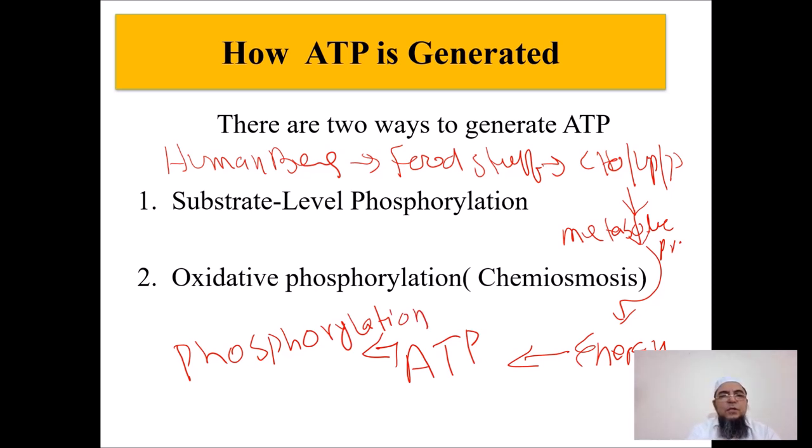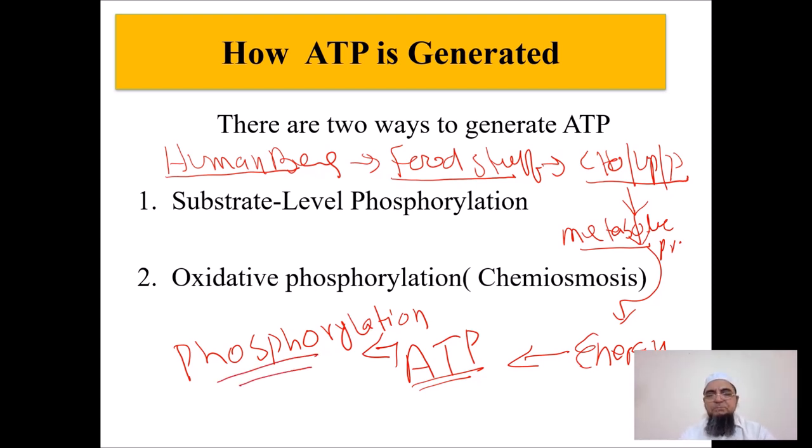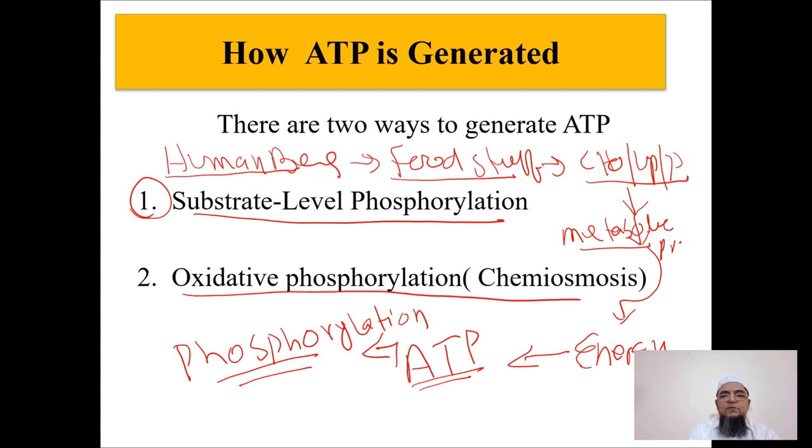So, the living system utilizes foodstuff like carbohydrate, lipid and protein. They put all these carbohydrate, lipid and protein into the metabolic processes. With the metabolic processes, they release energy. This energy is in the form of ATP. The process by which we get this ATP is known as phosphorylation. How many types of phosphorylation are there? Two types. One is substrate level phosphorylation, another is oxidative phosphorylation.